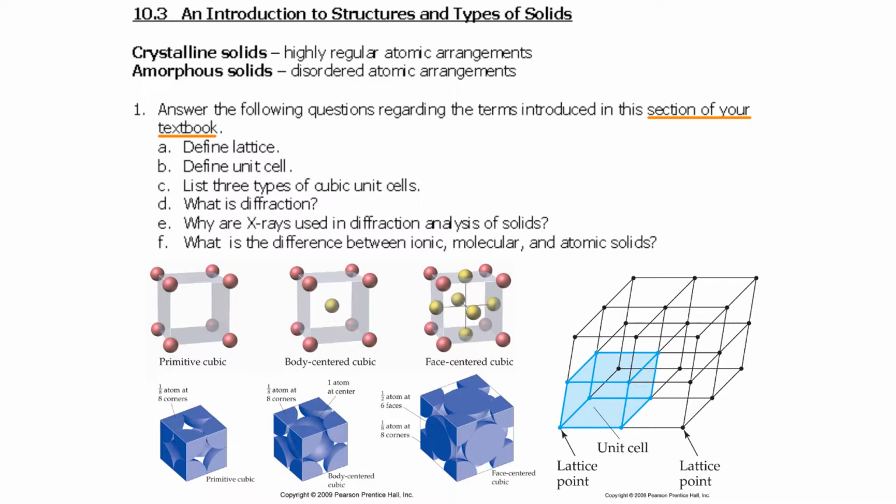Your textbook spends a lot of time talking about different crystal arrangements. We're not going into that. You can kind of just focus on what the heck is a crystal lattice and what is a unit cell. A lattice is this pattern arrangement, and the unit cell is the smallest version of that pattern.